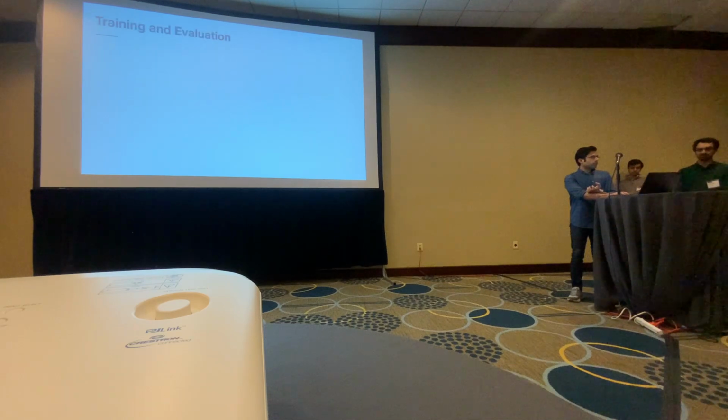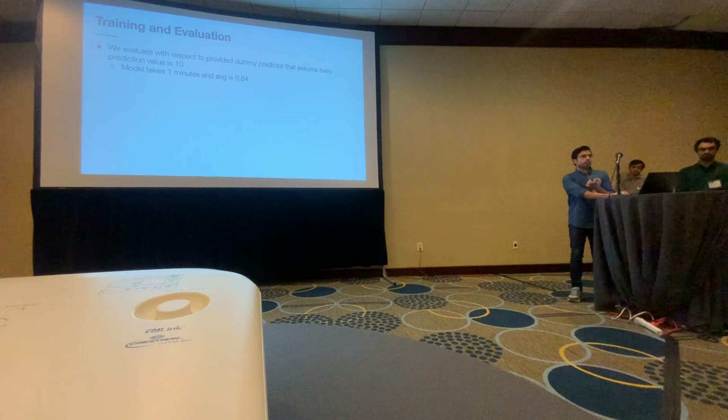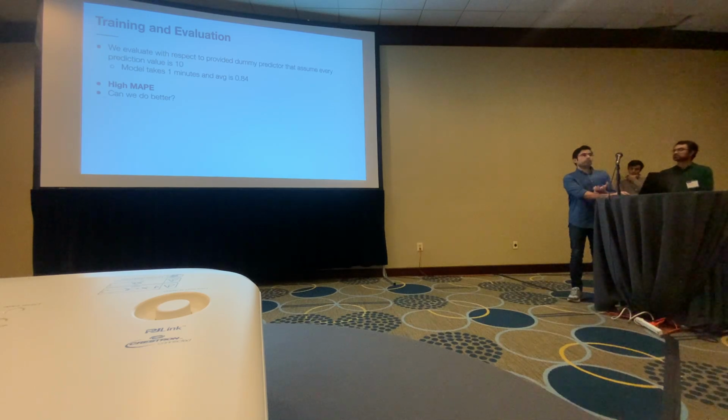We evaluate our model with respect to the dummy predictor that was given, which assumes that every prediction value is 10. For the very basic initial model, it takes 1 minute, and the error rate is 0.84 because it's almost similar to the dummy prediction value of 10. Why was the MAE high? Can we do better? Yes.